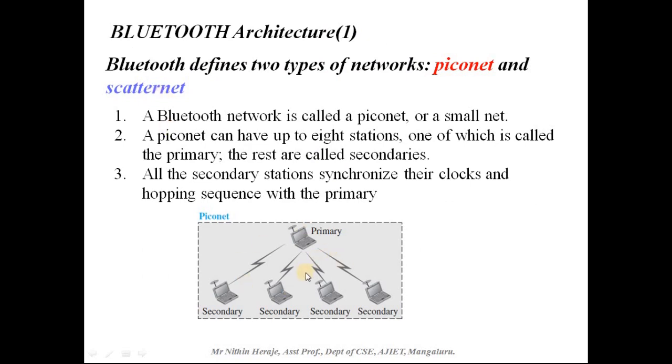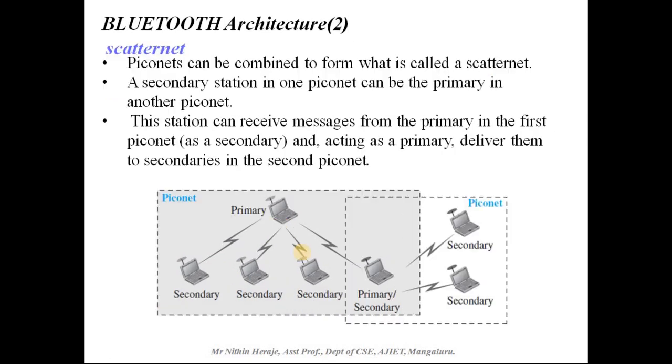If you look at this, this is the piconet network, where different nodes are connected via Bluetooth, and one is made primary and the rest are made secondary. The primary is going to transfer data to the secondary stations, and all these secondary stations synchronize their clock and hopping sequence with the primary node. So that's about the piconet.